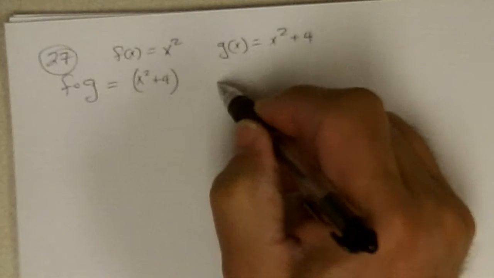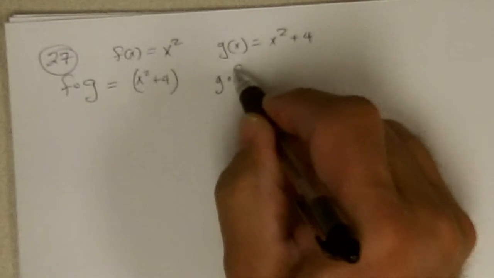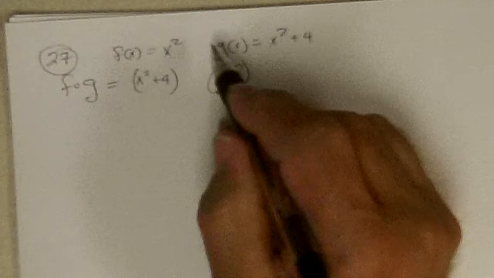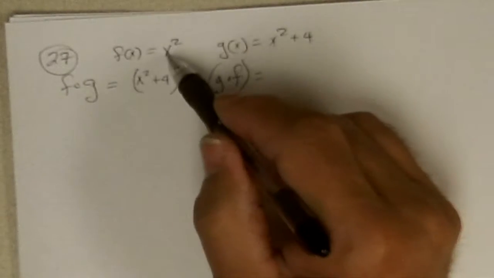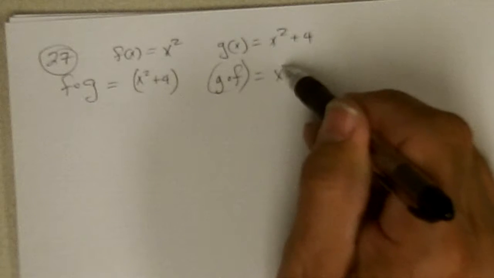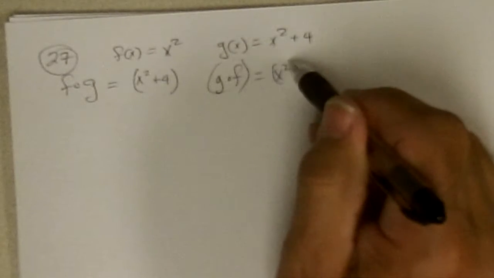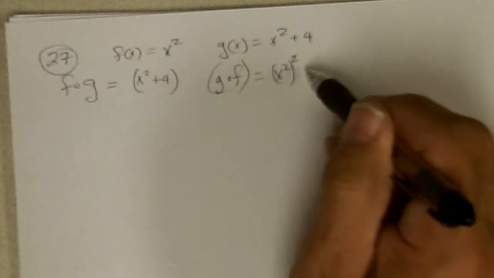Then it says find g of f. So now I got to put f in place of the x, so I got to put x squared in place of the x. So that's the x, and then it says x squared plus 4.